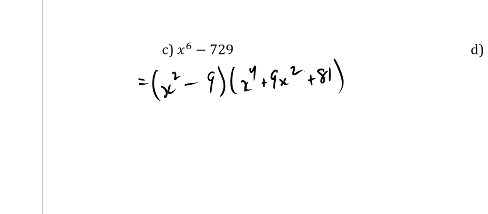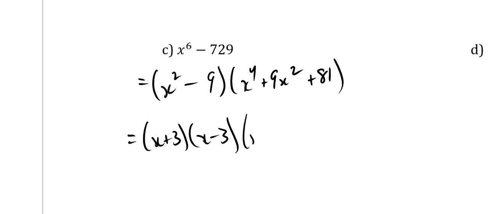What did we know? What happened here? Do we have to keep going? Of course. The whole point is factor fully. The whole point is how much can we notice, what can we do? So this is x plus 3, x minus 3. Can I factor this further? No.